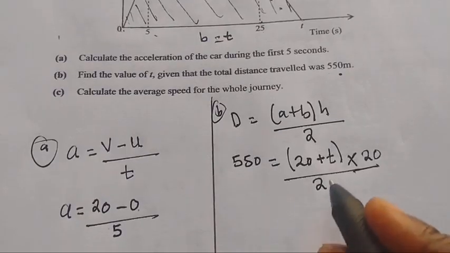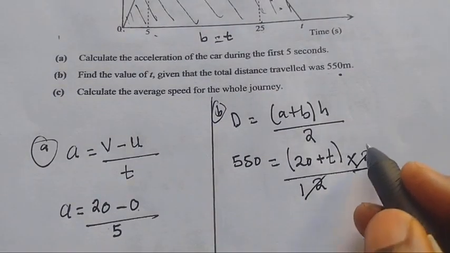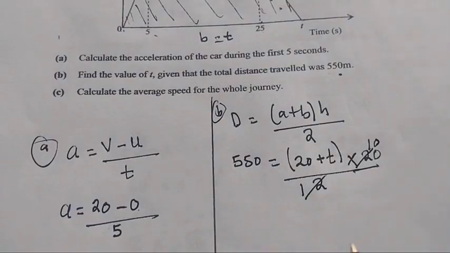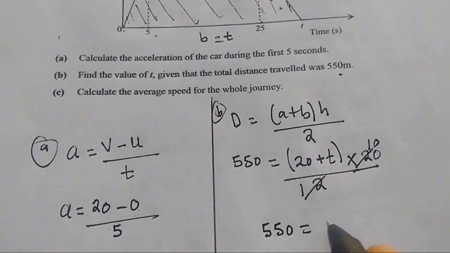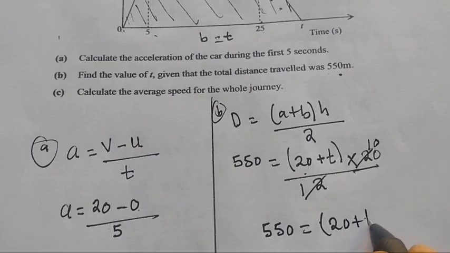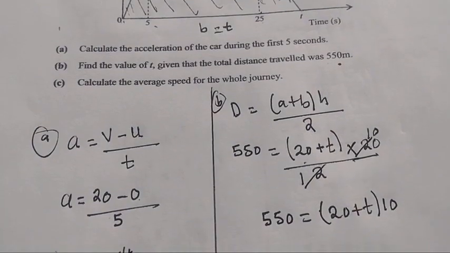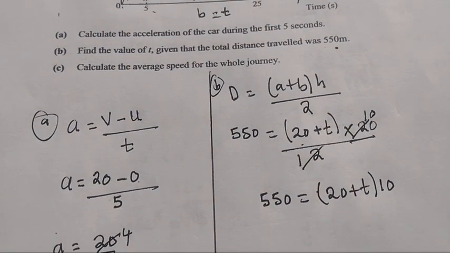Okay, so what do you do now? The height is 20. You can say here 1, here it's 10, like this. So we are going to have something like this: 550 is equal to (20 plus t) times the 10 outside right there. I do hope that it's clear, you are following, there's no one who's behind. All right, so I believe we can continue.